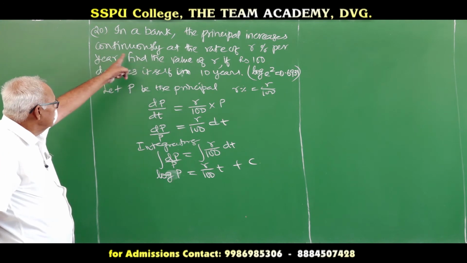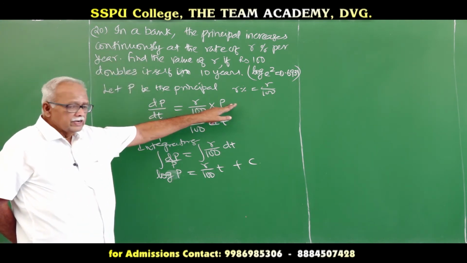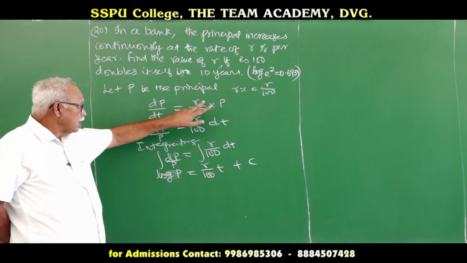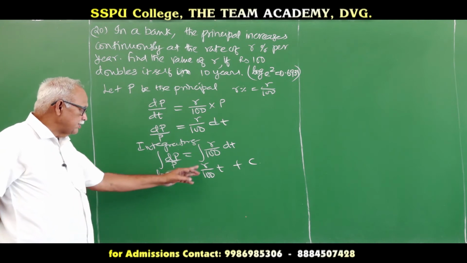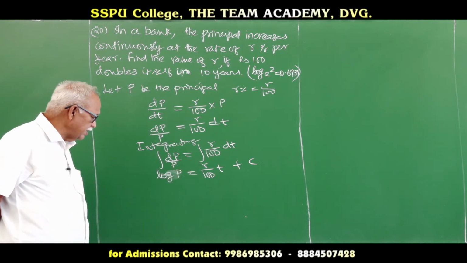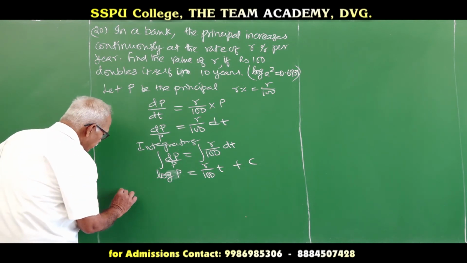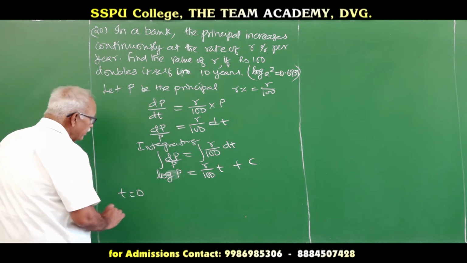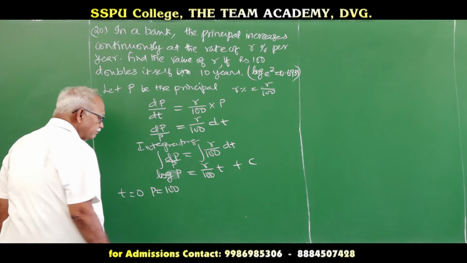So the principal increases continuously at the rate of r by 100 into p, we have to consider. Now log p is equal to r by 100 t plus c. Now what are the conditions given? At t is equal to 0, initially the principal is 100.